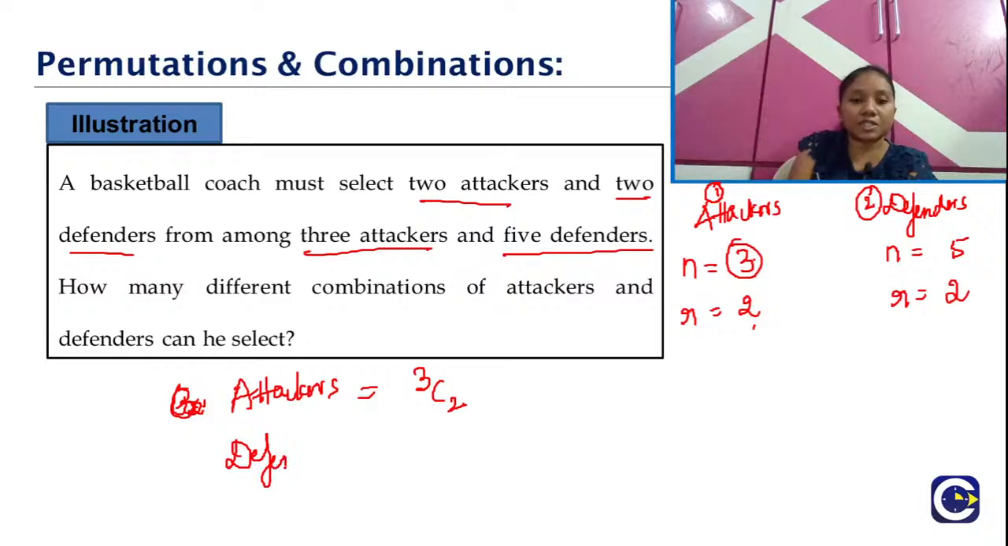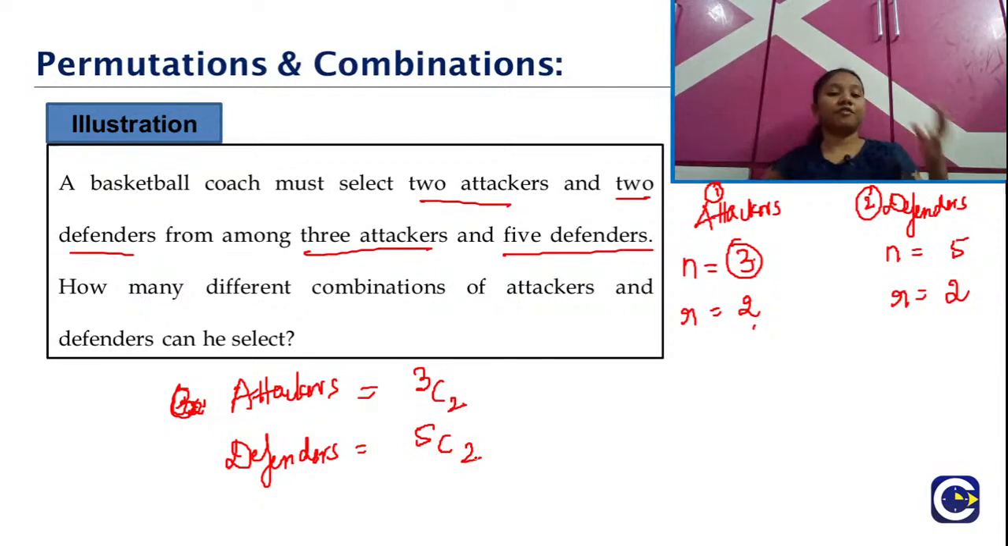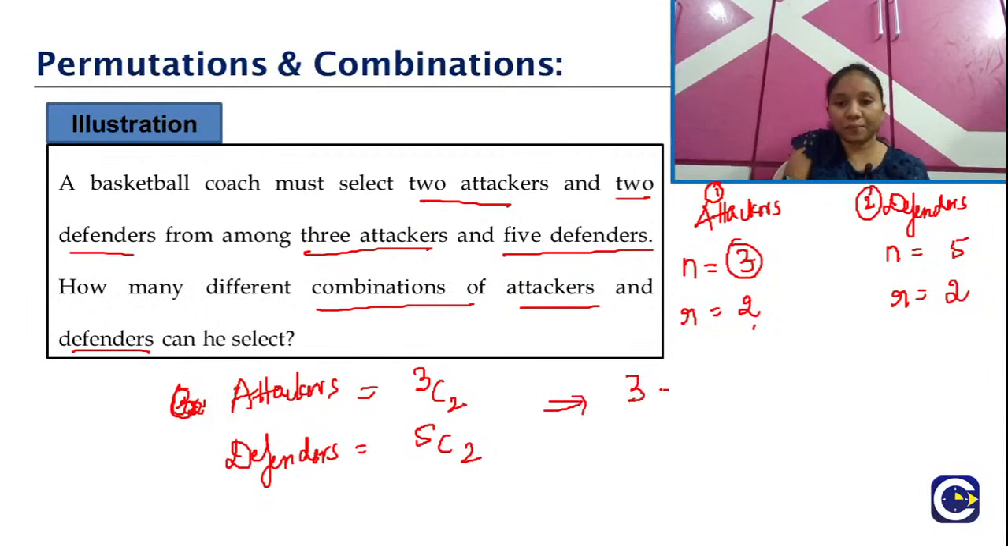So in the same way, what happens for the defenders? Amongst 5 defenders, the coach must select 2 defenders. So it will be 5C2. So now, the coach has selected attackers, that will be 3C2, and for defenders 5C2. But now here they are asking how many different combinations of attackers and defenders. So both have to be combined, which means both the experiments must be performed simultaneously. So whenever we have experiments performed simultaneously, which fundamental law will it be? It will be the multiplication law. That means here it will be 3C2 into 5C2.